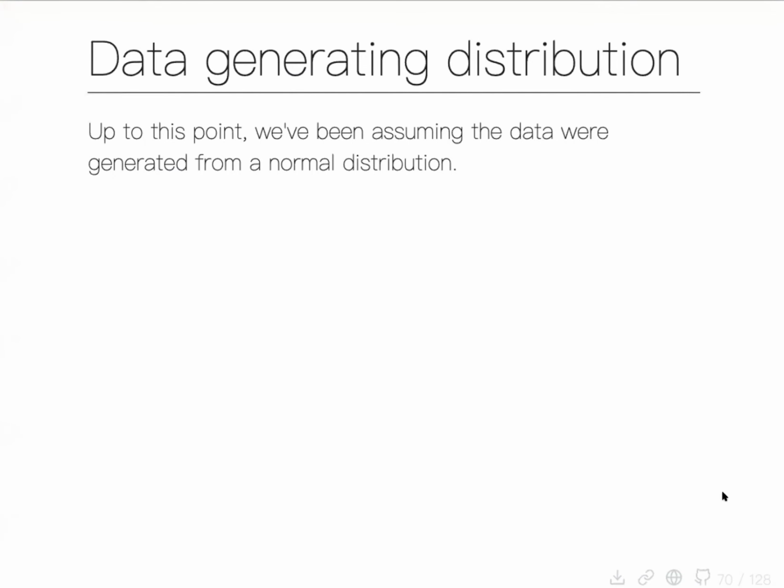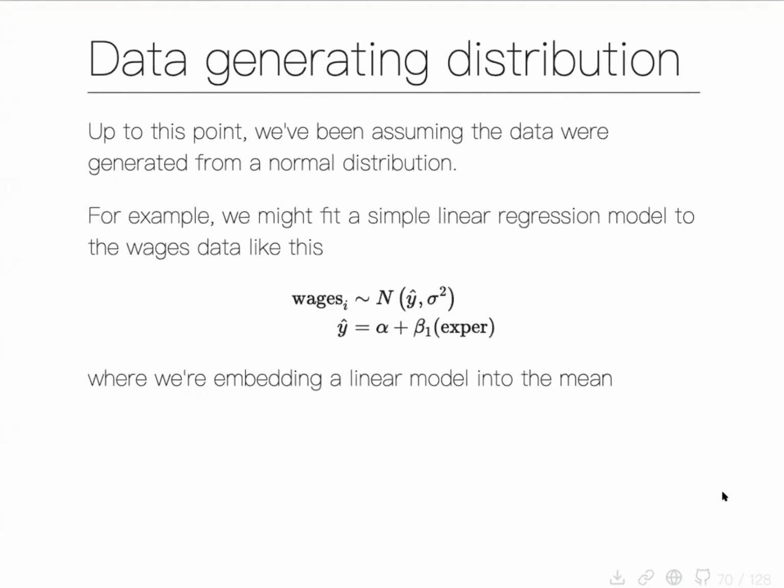Okay, data generating distribution. Up to this point, we have been assuming that the data were always generated by a normal distribution, right? So if we think about simple linear regression, again, we could write it like this, right? Where we say like wages, our wages data, are generated from a normal distribution with some mean structure and some variance. And the mean structure is defined by this linear model. So we're basically embedding this linear model as a replacement for that mean term in the normal distribution.